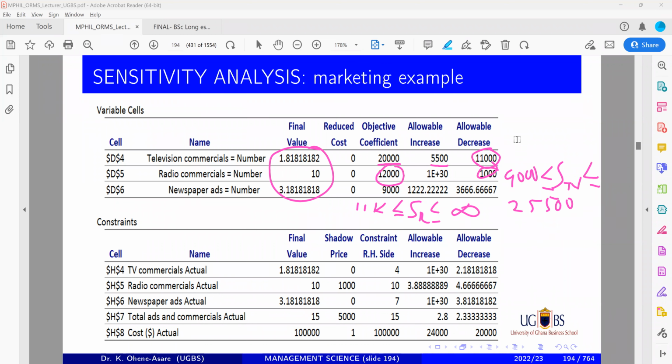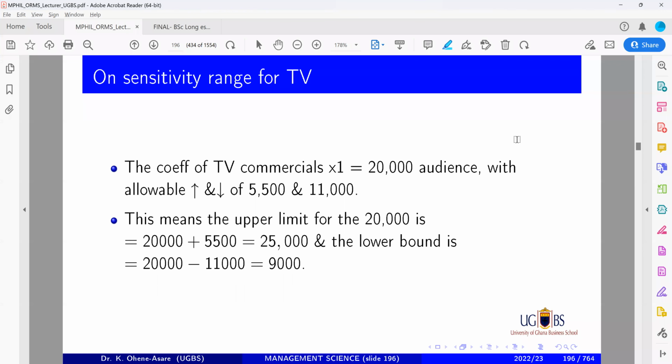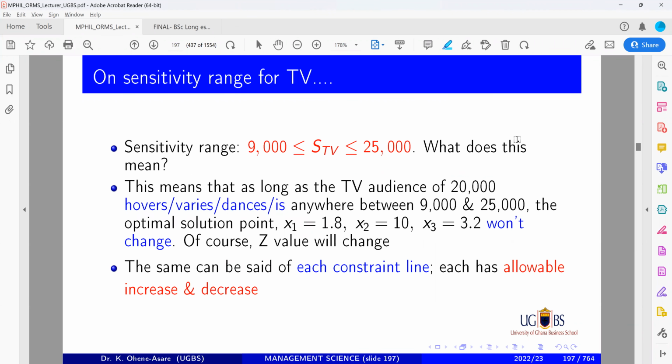Again, you can see that it's the same sort of questioning that keeps coming up, and the solution is right here. So I've done that for you. Now, of course, you should know that even though the optimal solution will not change, the profit will change. In this case, the total number of audience reached will change, even though the optimal solution will not change.